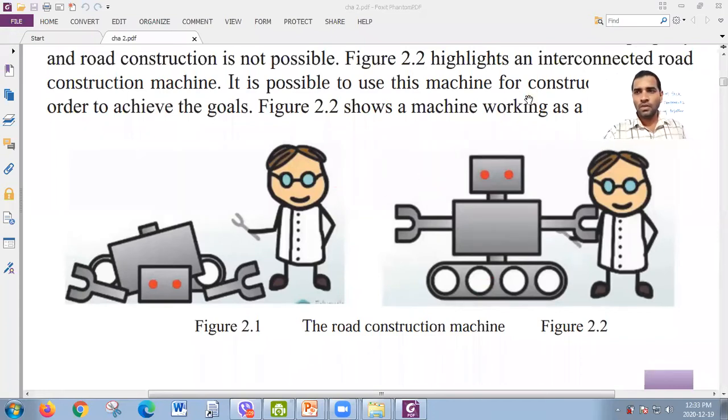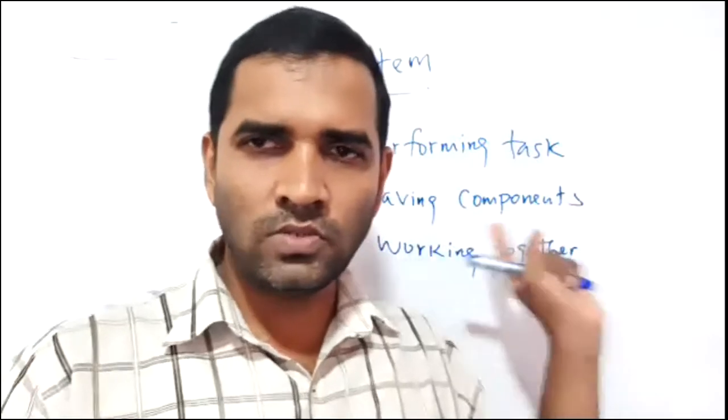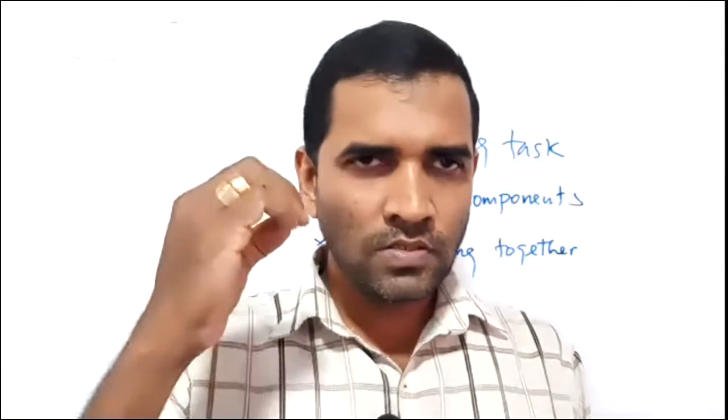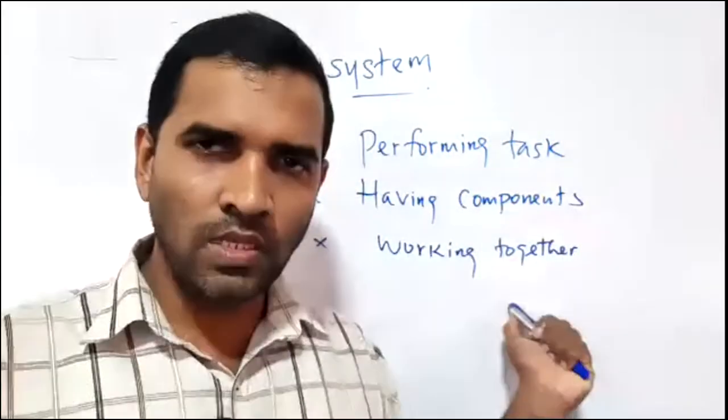All right, so I have taken one or two examples for introducing the word system. So I repeat the definition again. A system is a combination of components which work together to perform a task.